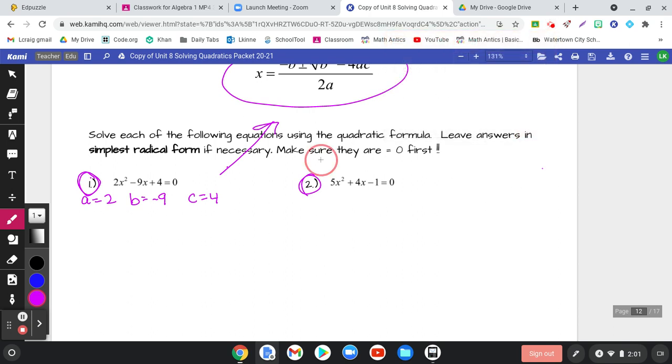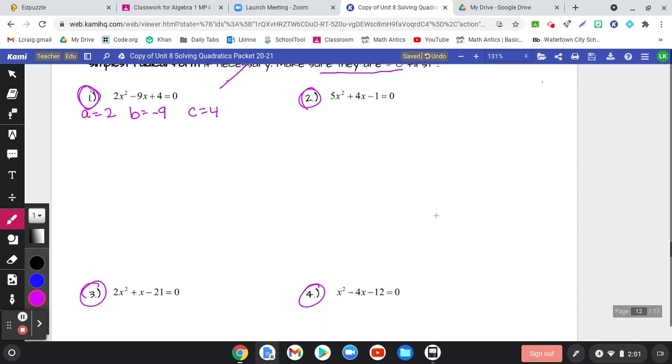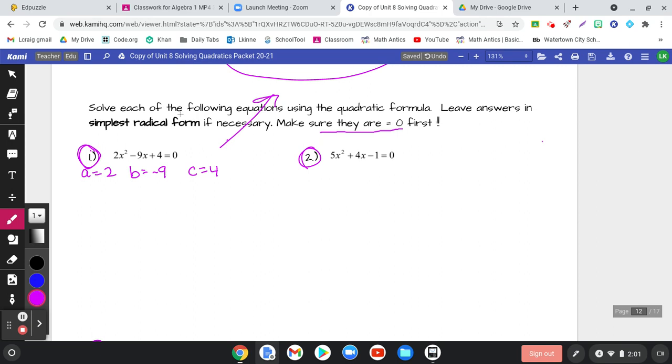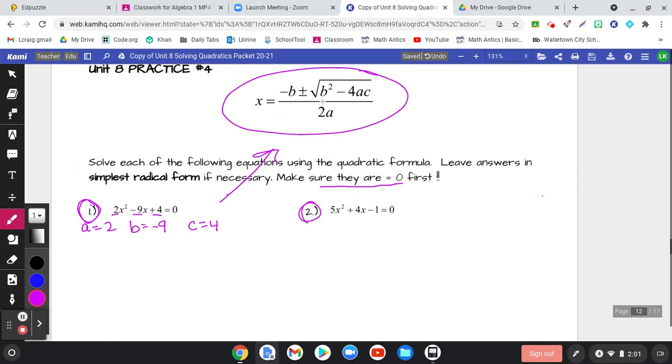So the first thing that you want to do is get everything to the left. If it says equals 0, you're good to go. And all 4 of these are that way, so we'll just practice using the formula. The first thing you want to do is figure out what a, b, and c are. A is the number in front of x squared, b is the number in front of x, c is the number by itself, the constant. And then we're going to use our formula.